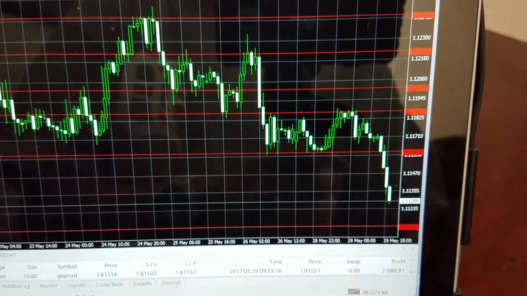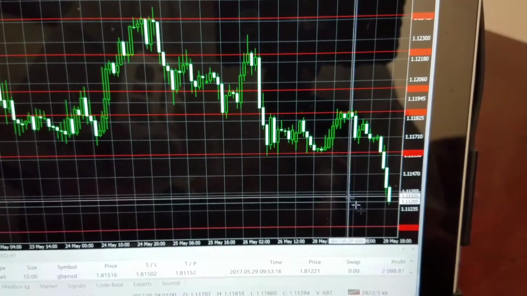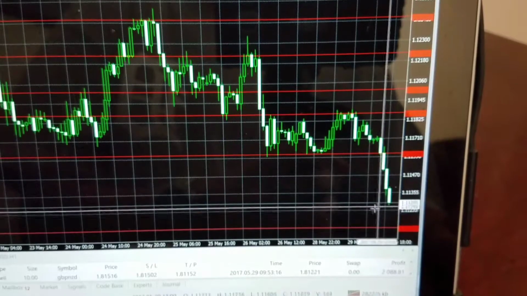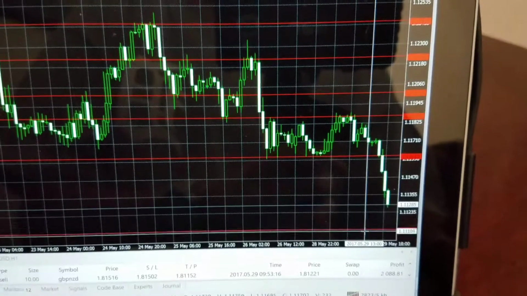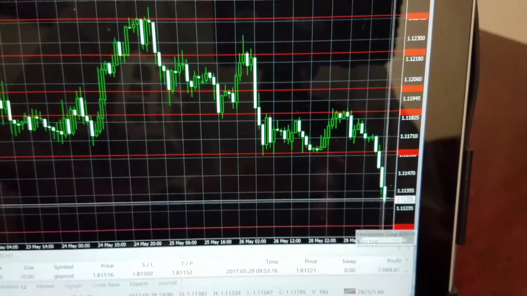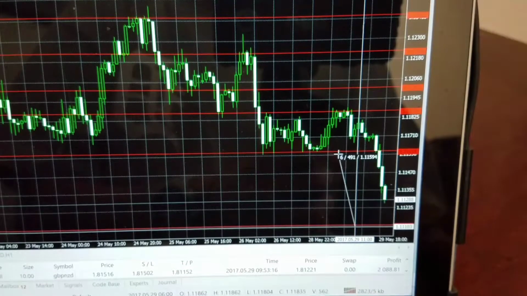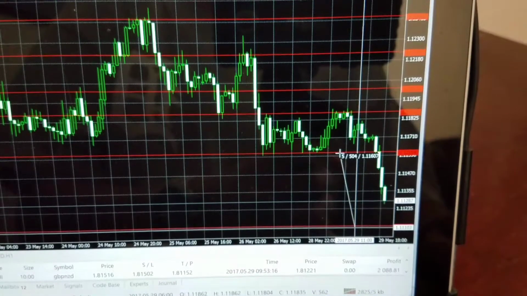If indeed it does crash down to this, remember these are hours, so you can just check this every hour. Just open up your computer, check it out, see what it's doing. It will probably go to here, and then it will more than likely bounce up. Now with this bounce, this is not 500, but 50 pips.